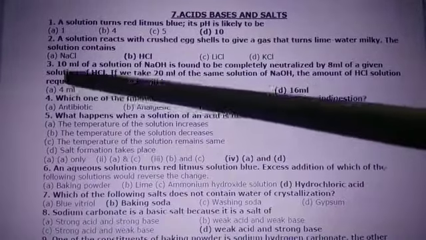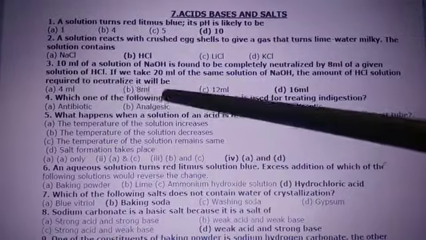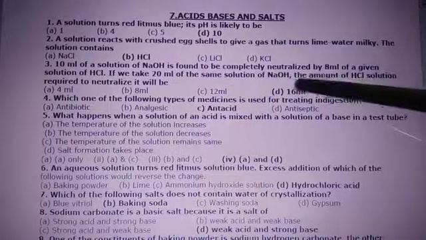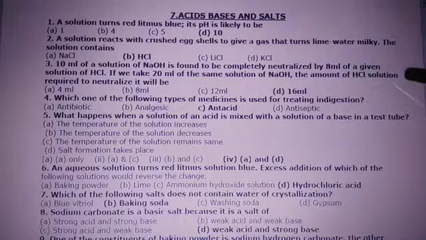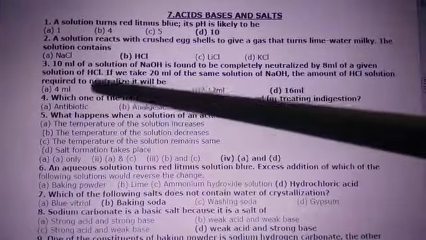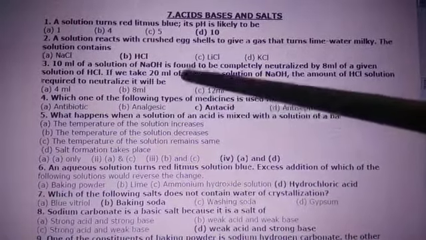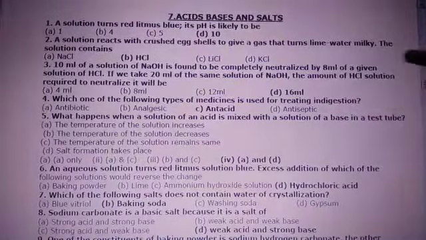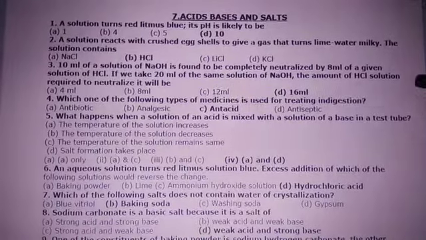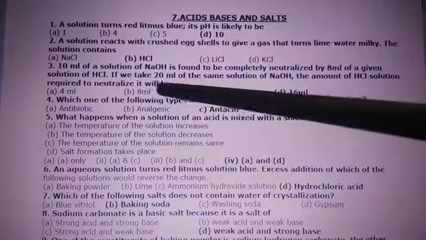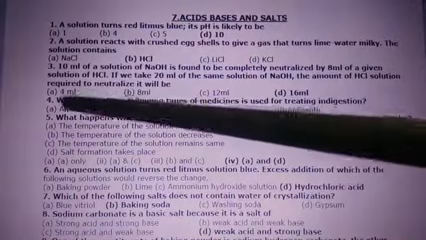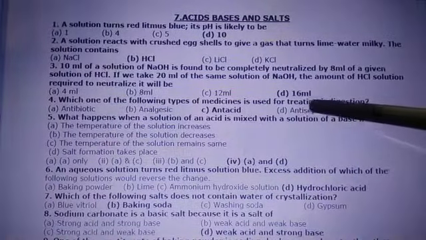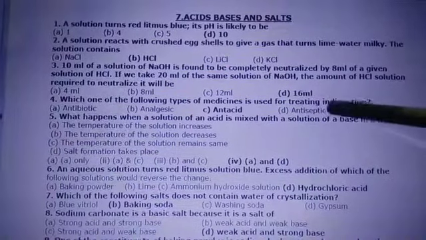HCl. Third question. 10 ml of a solution of sodium hydroxide is found to be completely neutralized by 8 ml of a given solution of hydrogen chloride. If we take 20 ml of the same solution of sodium hydroxide, the amount of hydrogen chloride solution required to neutralize it will be A. 4 ml, B. 8 ml, C. 12 ml, D. 16 ml. The answer is D. 16 ml.